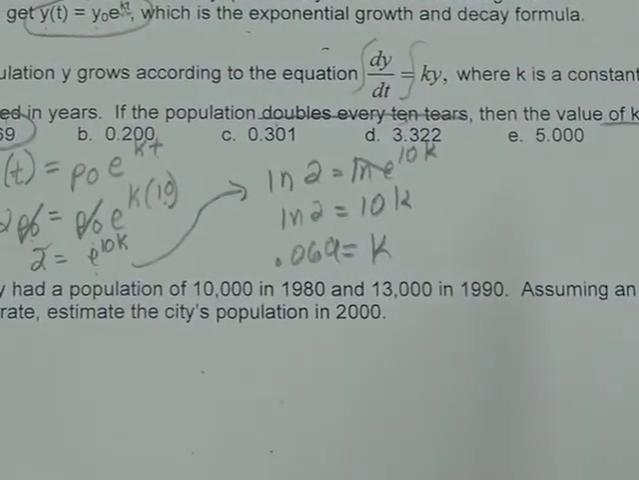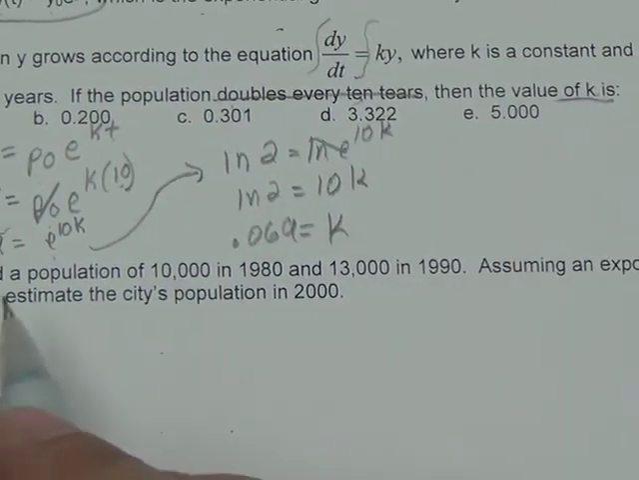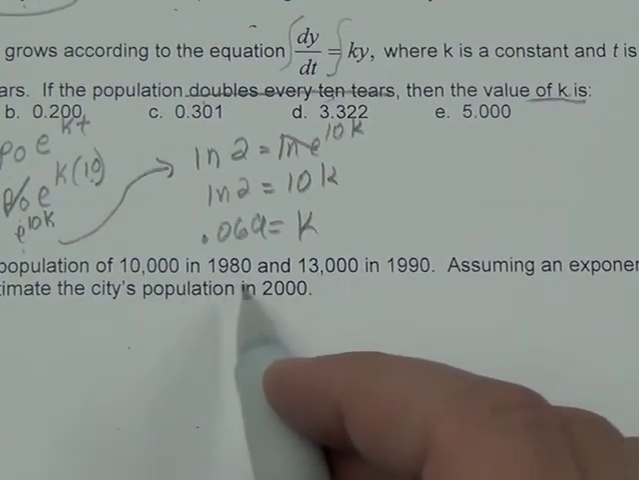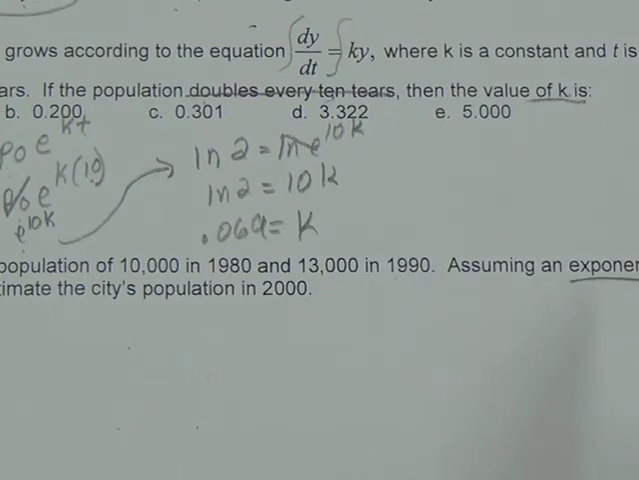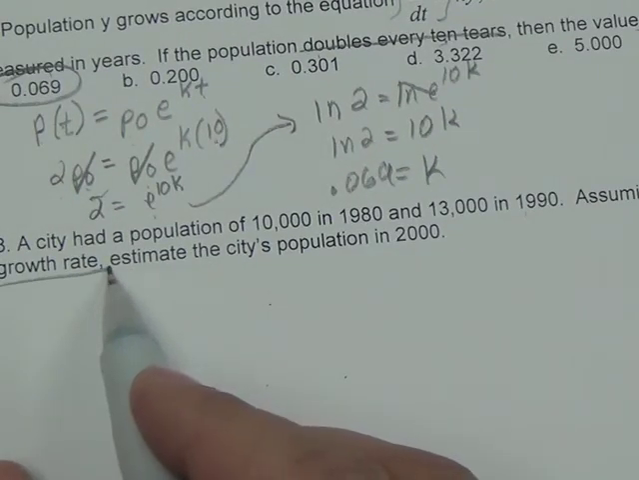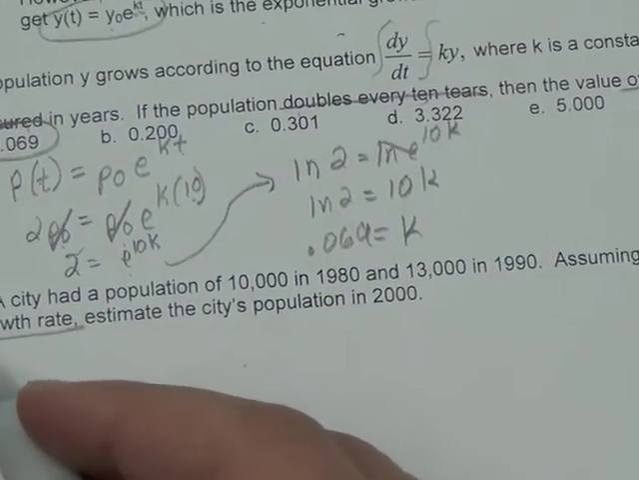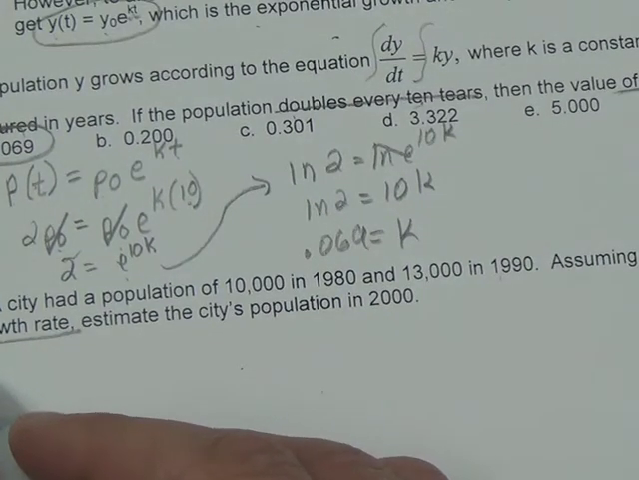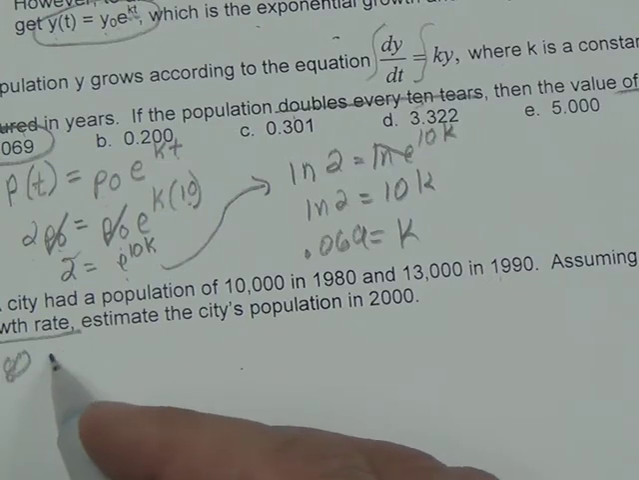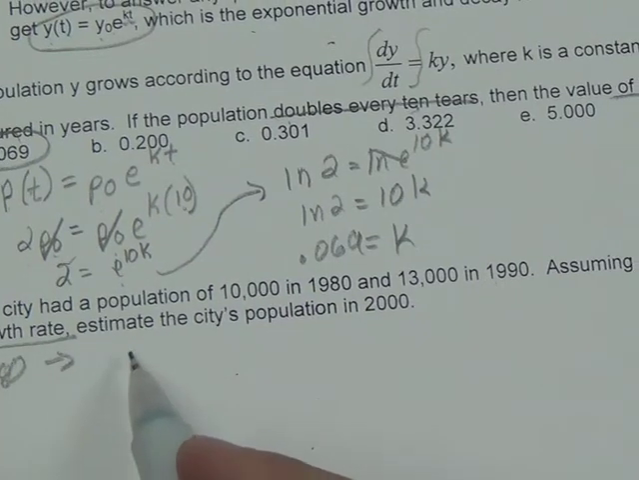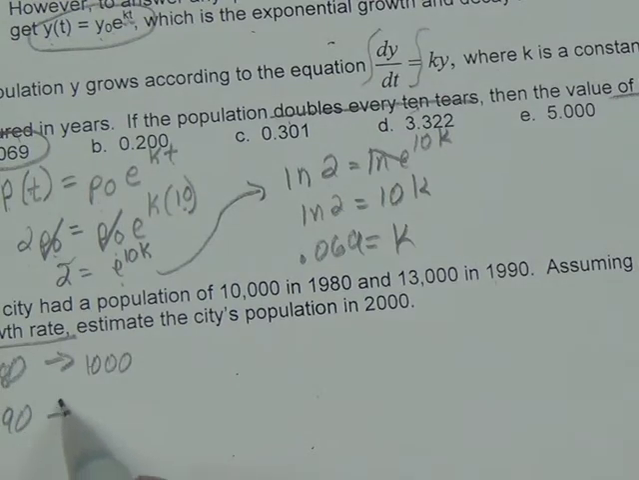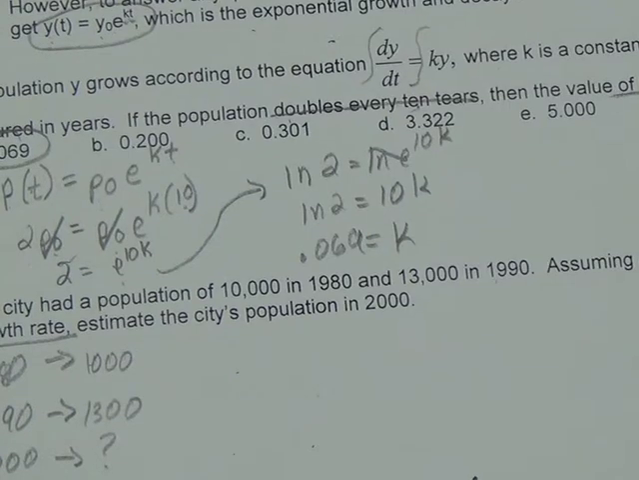All right. 8, it says, a city had a population of 10,000 in 1980, 13,000 in 1990, assuming an exponential growth rate. Estimate the population in 2000. All right, we've done this one. What this is saying is in 1980, we had a population of 10,000 people. In 1990, this city had a population of 13,000 people. And the question was, how many people would we have anticipated in 2000?